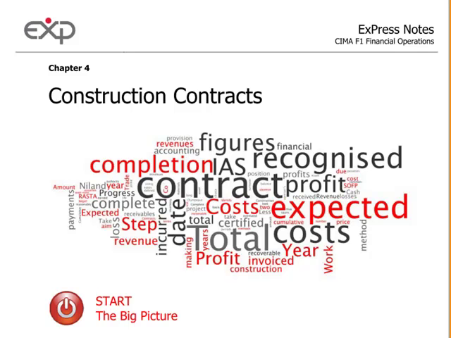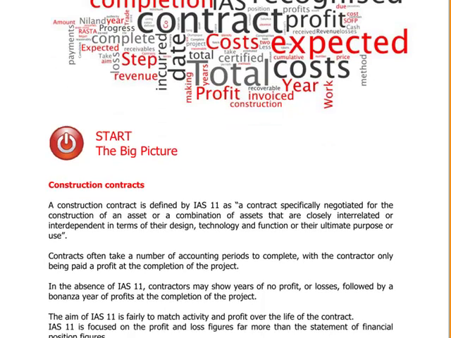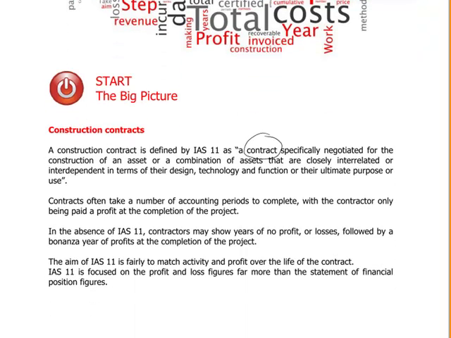IAS 11, which covers construction contracts, refers to situations where a contract exists. That's very, very important, and that specific contract, which has a value and a timing agreed between the parties, the construction company and the beneficiary, should refer to the construction of an asset or a combination of assets.